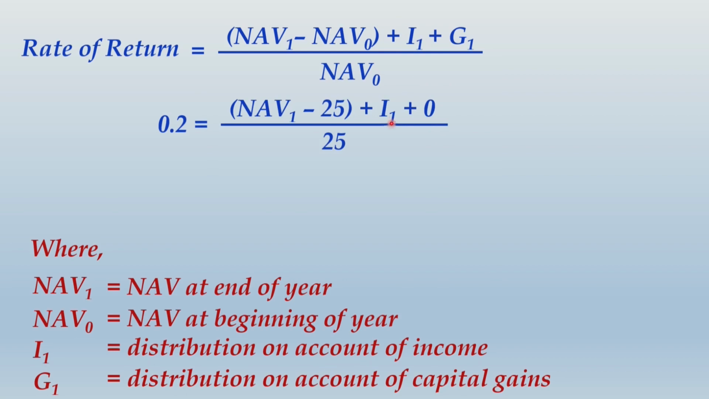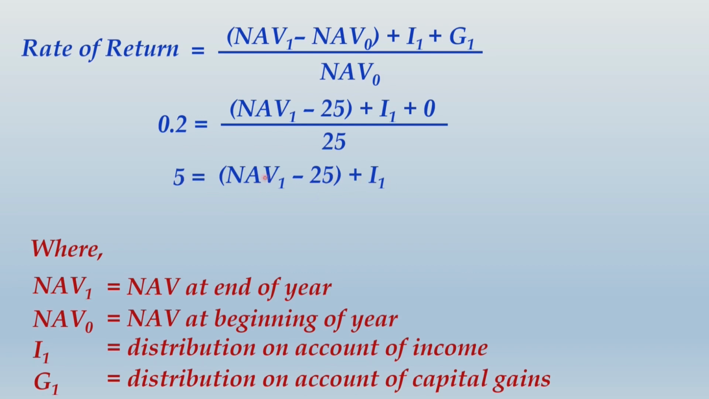Now this I1 is still missing, correct? Because this could be the value of bonus, because there was no cash dividend, there was bonus. So we have considered I1 as the value of bonus, and this NAV0 was replaced with 25. So now you can see there are two missing values in the equation. When you solve this equation, so what would you get? 25 into 0.2 will be 5. 5 equals to NAV1 minus 25 plus I1.